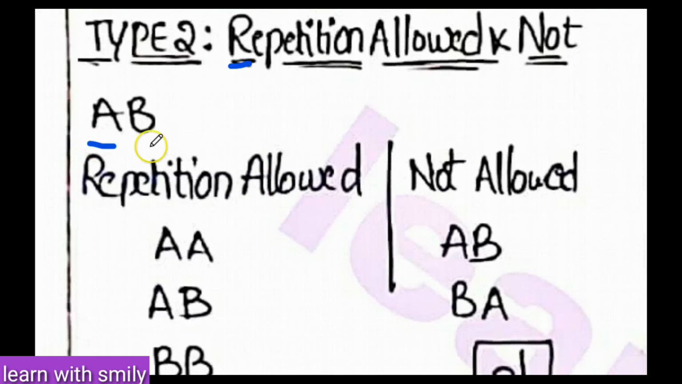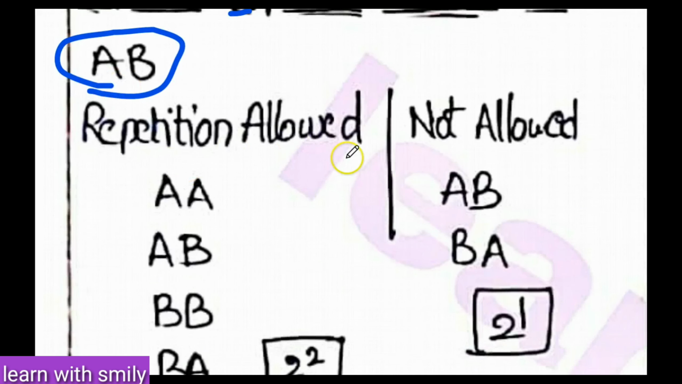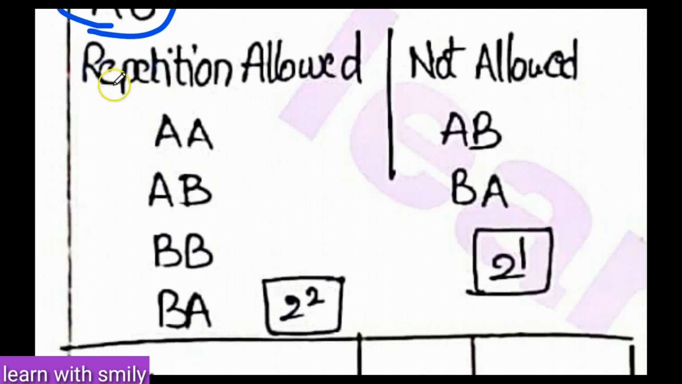Suppose let us take a quick example of arranging AB with repetition allowed and not allowed. In the case of not allowed, we can write only AB and BA, that is 2 factorial. But when coming to repetition allowed, we can write AA, AB, BB and BA. Got it? So this is the difference between repetition allowed and not allowed.